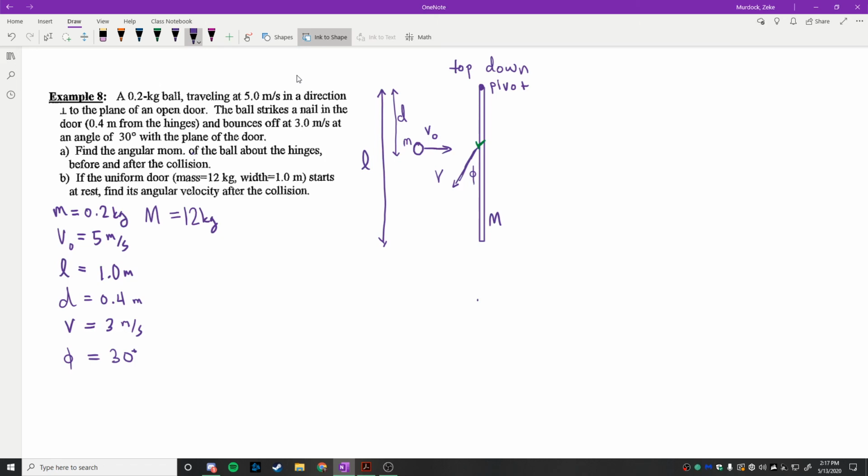Now, of course, because this mass hits the door, it's going to swing up like this, right? With some angular speed about that pivot right there. And those are the two things we need to figure out. Ultimately, what we're going to be calculating is the angular speed of the door after the collision, and find the angular momentum of the ball about the hinges before and after the collision. Those are the three things we want to do.